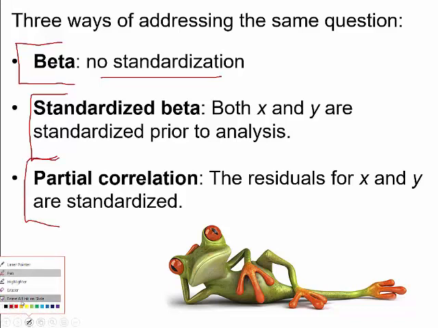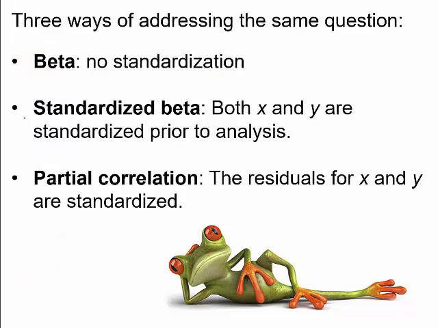As we go along, you will see that the difference between a standardized beta and a partial correlation is maybe a rather subtle difference. It has to do with when in the process of calculation you standardize. With a standardized beta, the very first step will be to turn everything into z-scores. We'll take all of our x variables and our y variable, our outcome, and turn everything into z-scores. We will standardize everything prior to analysis.